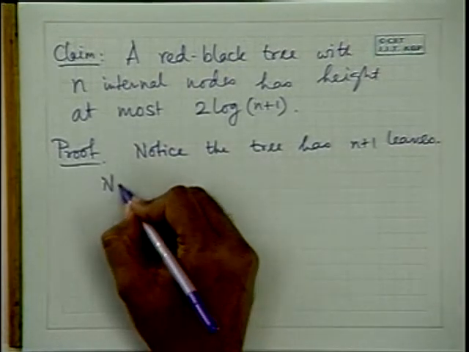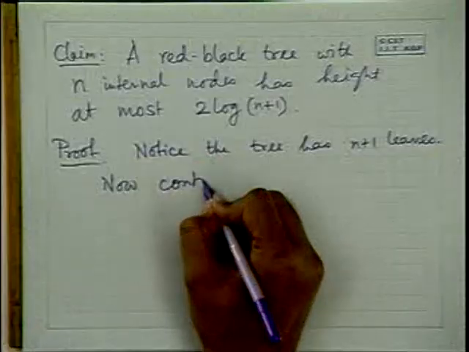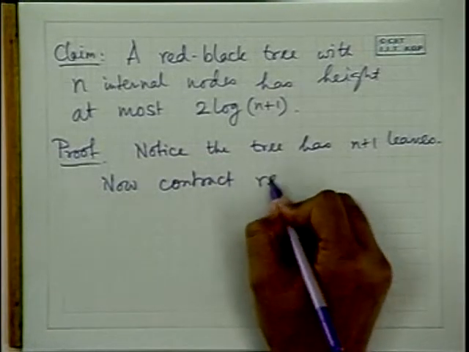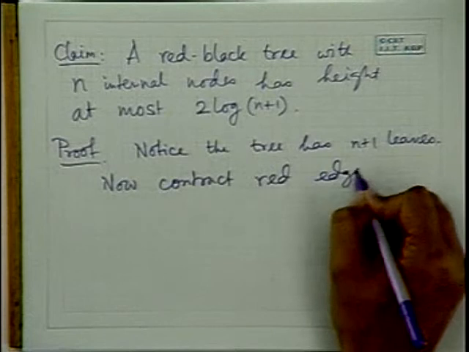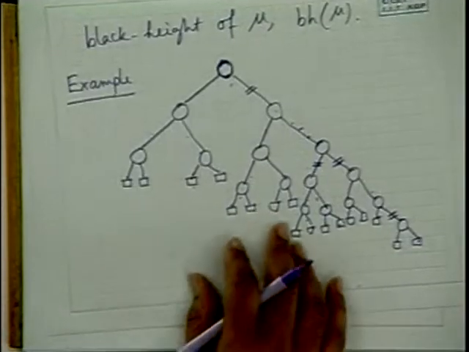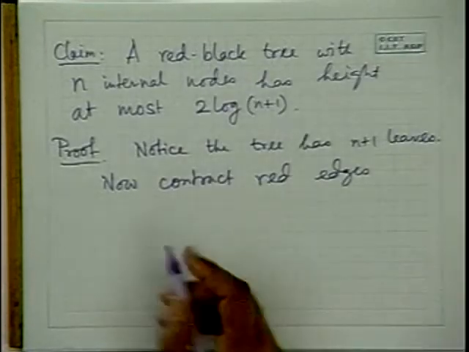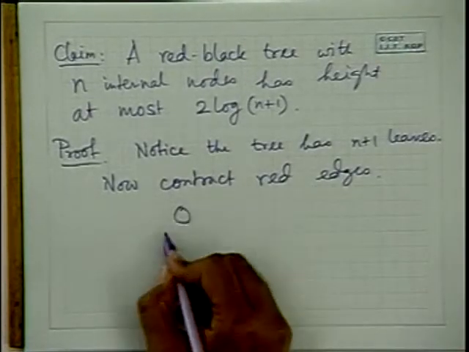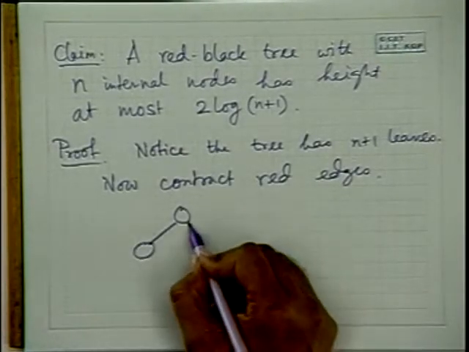Now what you do, you contract the red edges. If there is any red edge, you contract it. You just merge these 2 nodes, which is connected by this red edge, into one node. So we will be modifying the tree. If we modify this tree, we will get a tree like this. You can verify it.